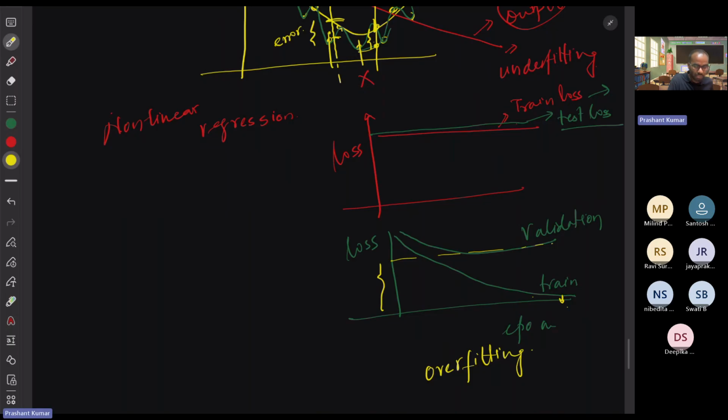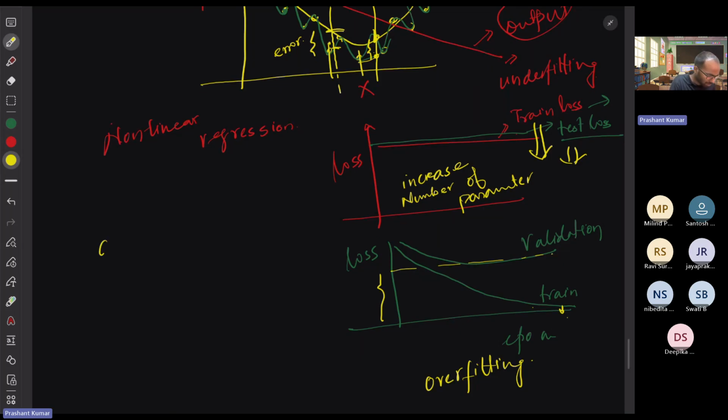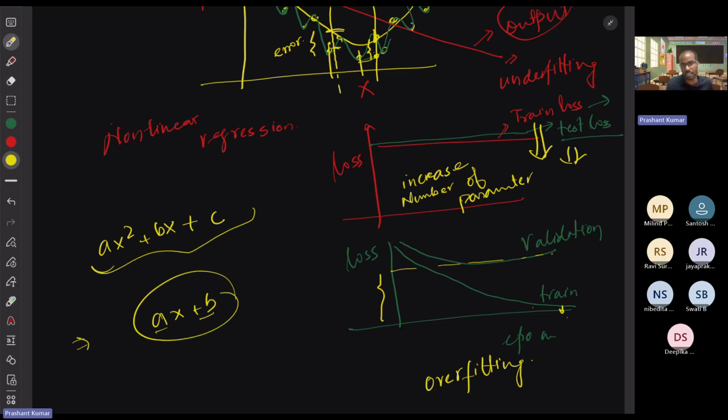Even though, let's say if your test loss or the training loss is not going down, you can increase the number of parameters, because if your data is complex, like let's say your data is trying to predict something like ax square plus bx plus c, but the number of weights you have given can only predict ax plus b, then this a and b will never predict this, right? Got it? So this will always underfit.